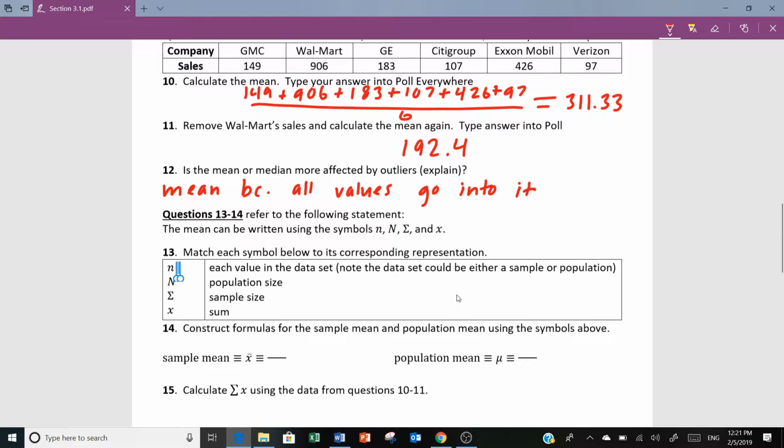Now, ignore this. I don't know what that is. It's so weird. Okay, ignore that. And then draw whatever you think little n is. Capital N is sigma and x.